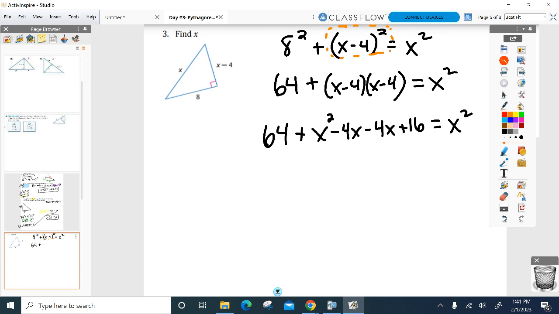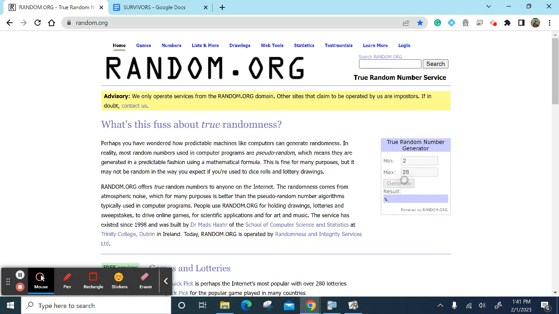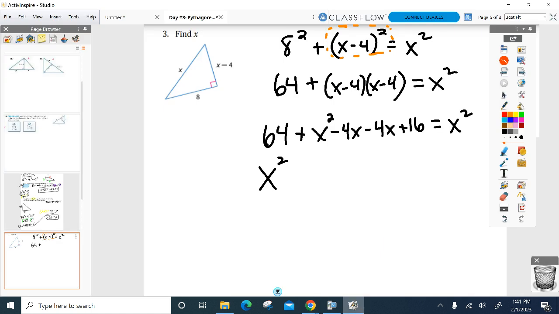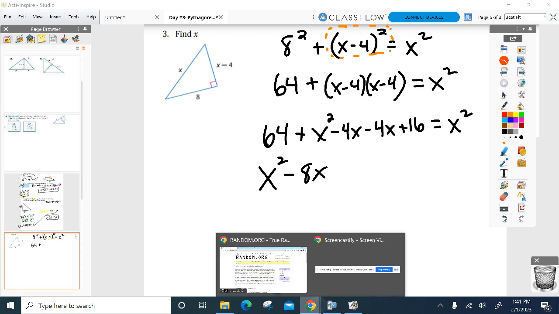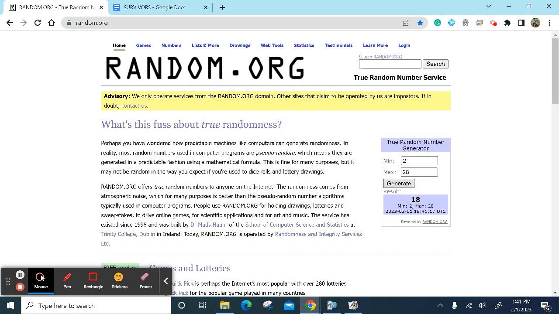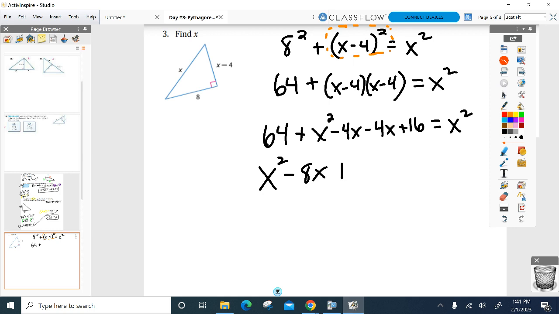How about a little cleanup? Let's clean that up on the left side. Let's put the x squared where it belongs out in front. What's the deal with the x's? How many do you have there? Negative 8x. And how about my 64 and 16? I can combine, and I'm left with 80. Whew, here's where it gets good. What do I do next?